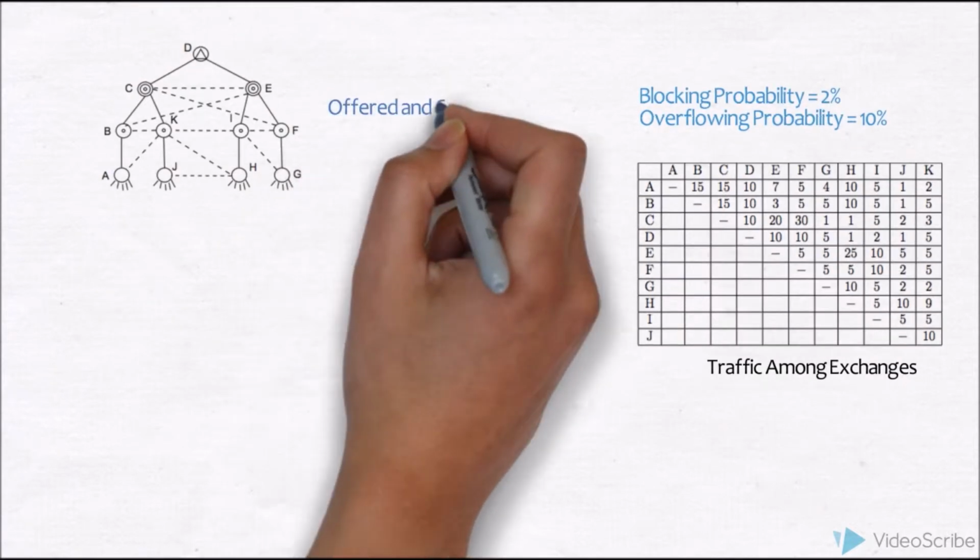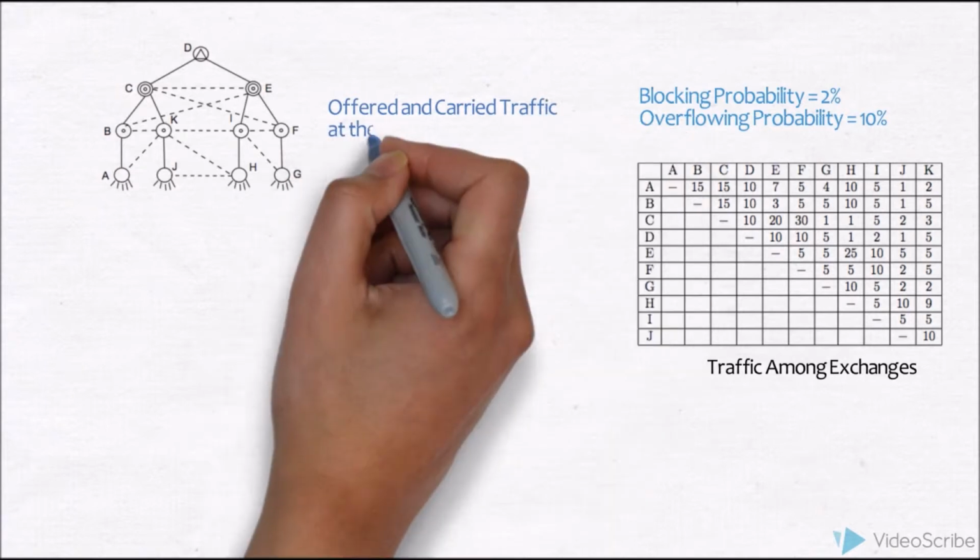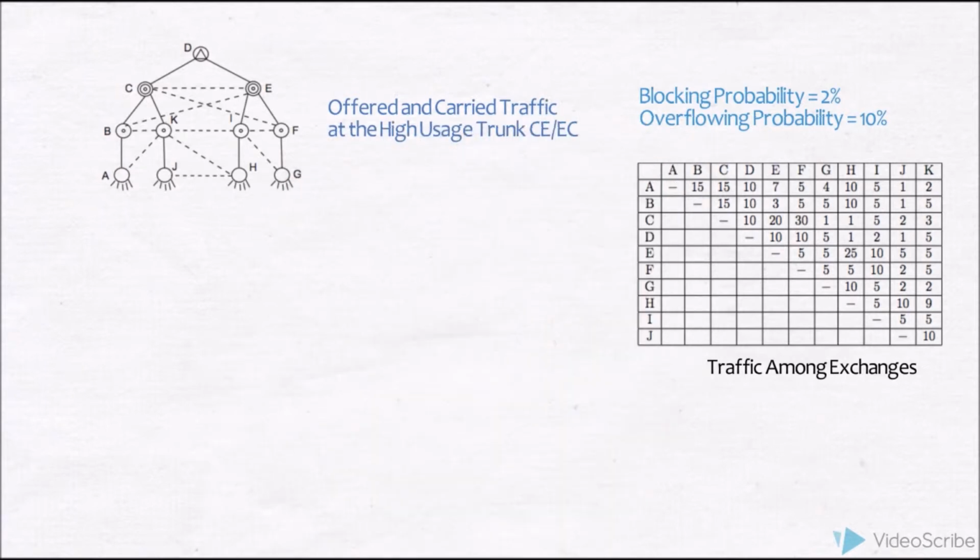So we will calculate the offered and the carried traffic at the high usage trunk CE, and also EC. To calculate the offered traffic, we need to find all the traffic which can flow through our selected high usage trunk. The method that I recommend you to follow is the next one.